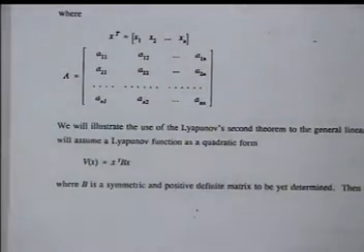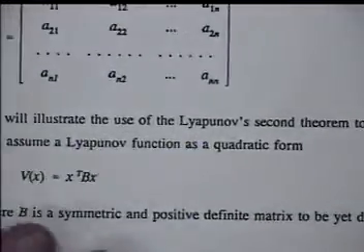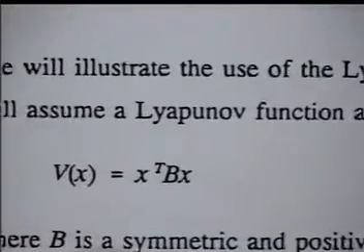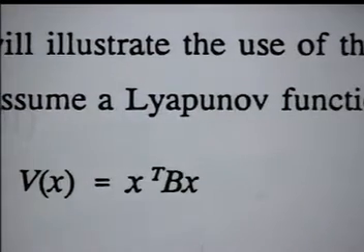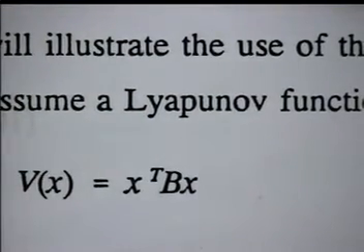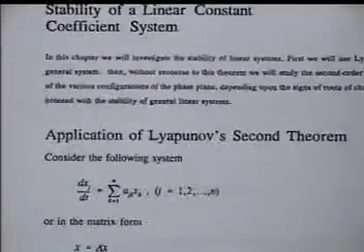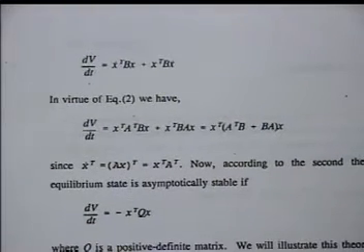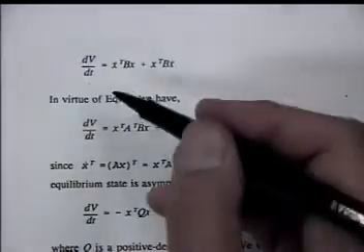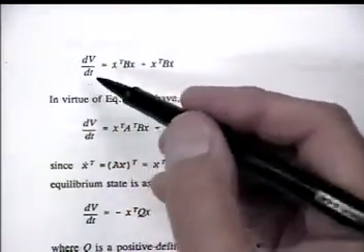So what we are saying is that we would like to look at the Lyapunov function as x transpose Bx. This is a linear system, and we look at it as a quadratic form. Now let us calculate dV/dt. We have to calculate dV/dt.